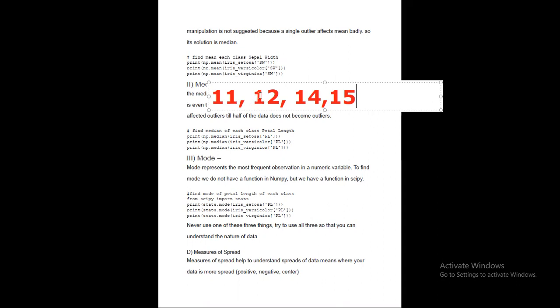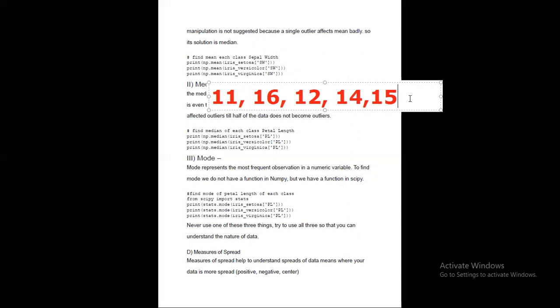If I ask you, suppose, what will be the median of this? That is 12, is it right?